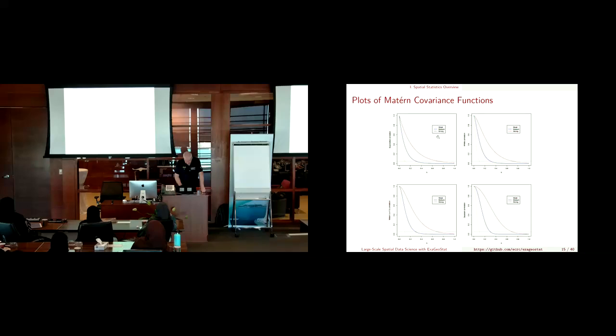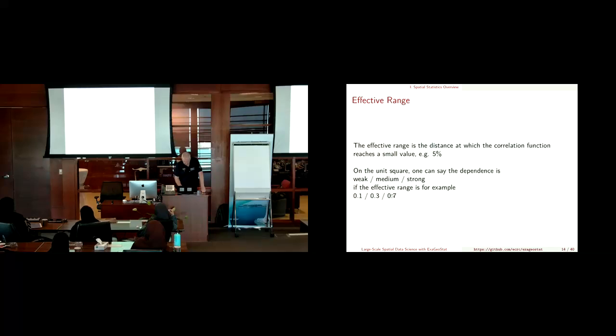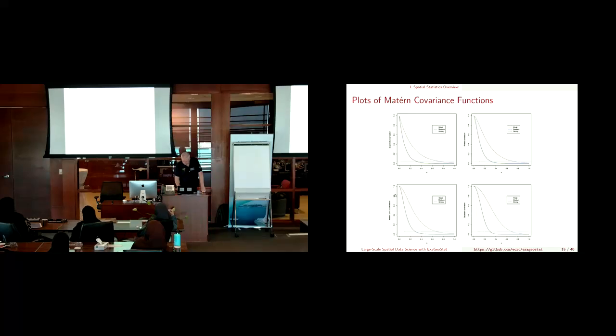You see that red corresponds to strong dependence, blue to medium dependence, and green to weak dependence. Indeed, if you look at the red curve, for example, this is correlation between 0 and 1. It decreases as a function of distance, which is horizontal, and this horizontal line here is actually at 5%. So this red curve crosses 5% at 0.7. This is what I said would be for strong dependence, 0.7.